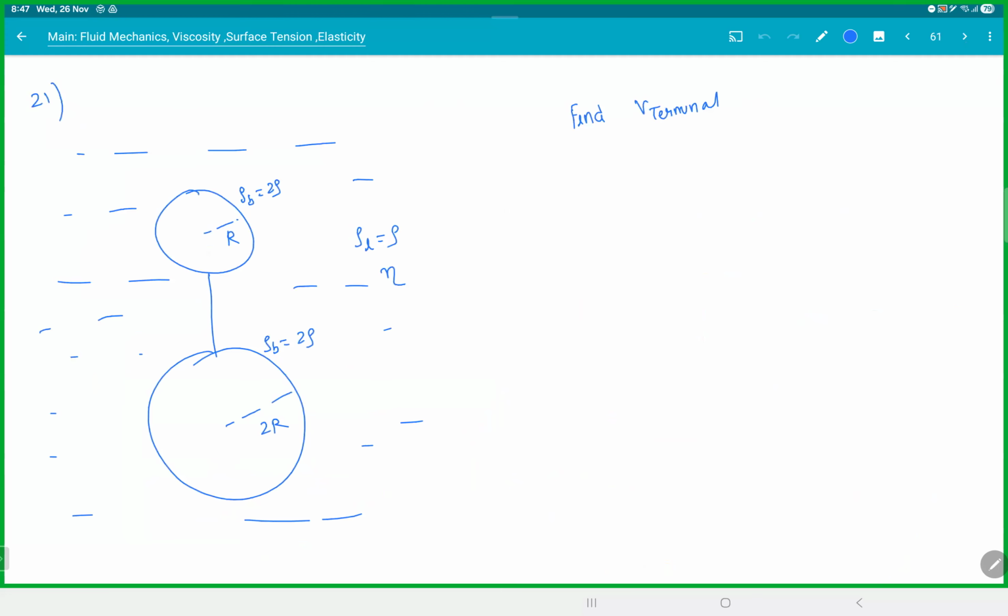Let's get this. What if you have two solid spheres connected by a string? Find V terminal. I can even ask you to find the tension in the string. We will discuss that potential energy thing also.